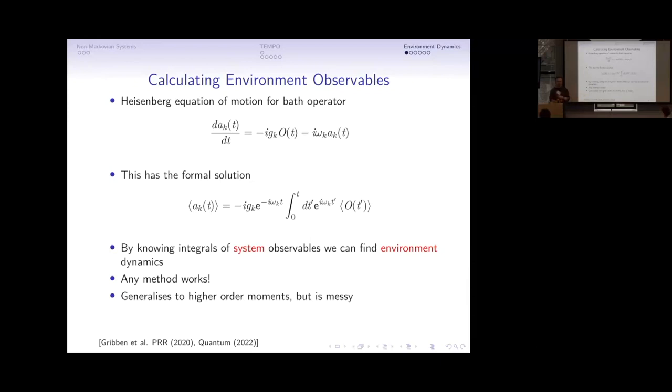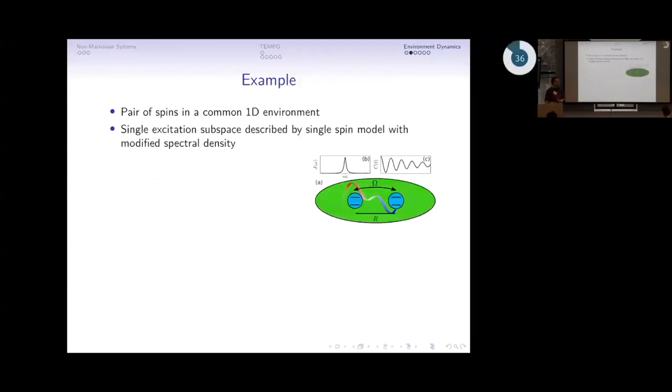This kind of idea generalizes to higher order moments, so I can calculate a†a or any multi-point correlation function of a bath degree of freedom, but it's messy, so I'm just going to show you the equations for the first moment. And this is in a couple of papers by a PhD student that we had, Dominic Gribben. Yeah, okay, so you can write down these things. So if you have some method which allows me to compute time-averaged expectation values of system observables, I can calculate time-averaged expectation values of bath observables.